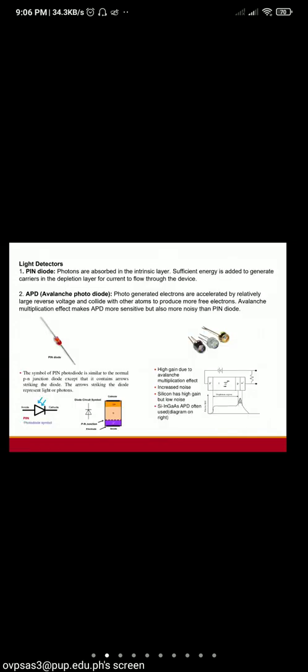Okay, for the detectors, electronics pa rin po yung ginagamit natin. It can be PIN diode or APD, avalanche photodiode, positive intrinsic diode. Okay, so dito, ang ginagamit niya ay the photons are absorbed in the intrinsic layer and sufficient energy is added to generate carriers in the depletion layer for current to flow through the device.